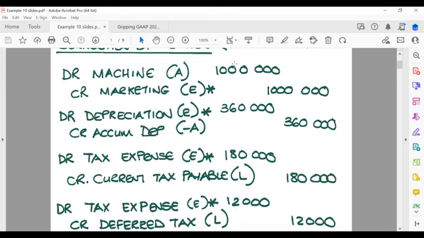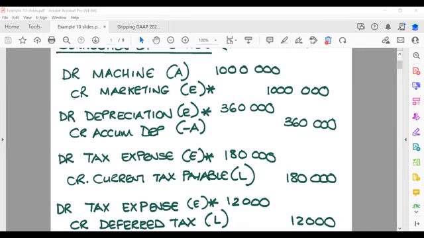And we corrected our error. That was the first journal we processed. We then did a catch up for 2 years of depreciation. And now if you look down here, we have debited our tax expense and credited our current tax payable.